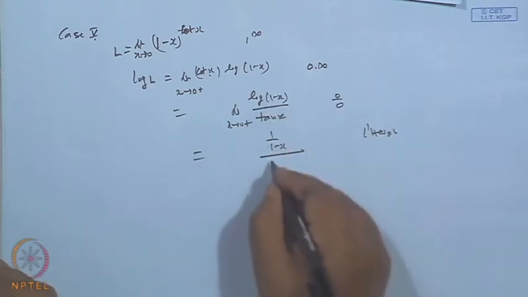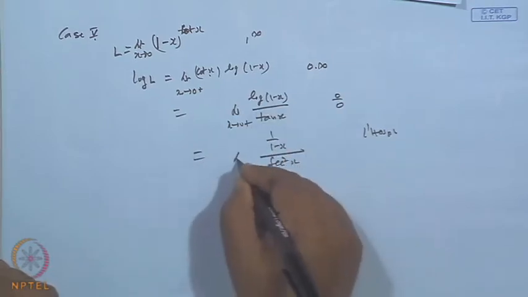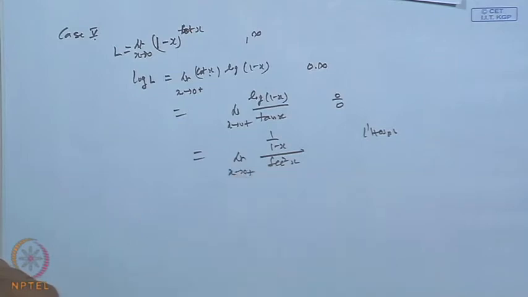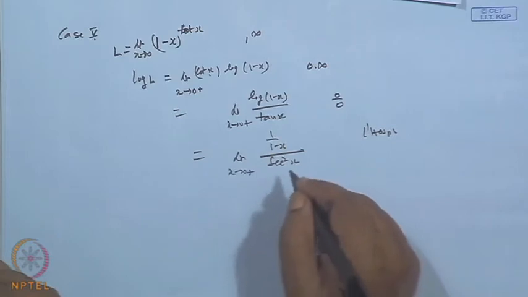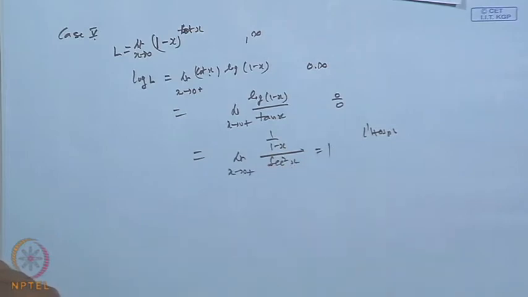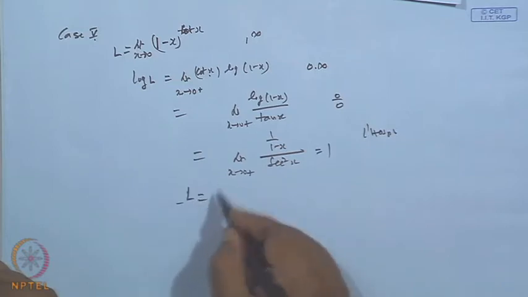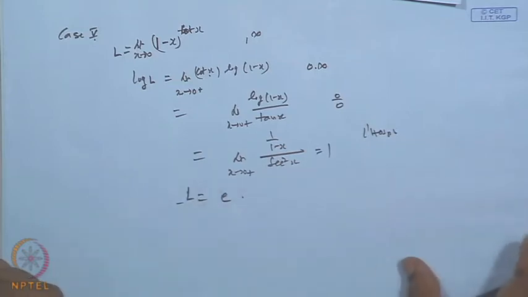differentiate numerator, differentiate denominator, take the limit when this goes to 0. So, when you take the limit, the numerator comes out to be 1 and sec is also 1, the limit will be 1. So, L will be equal to e to the power 1, the answer will be this. So, that is what is shown. So, we have almost completed this one.